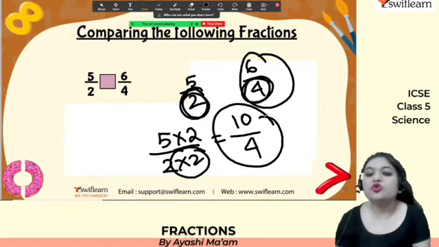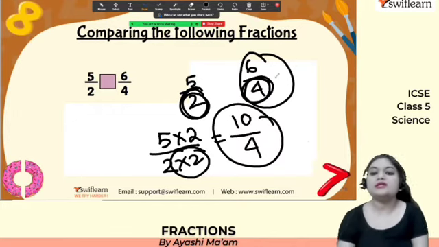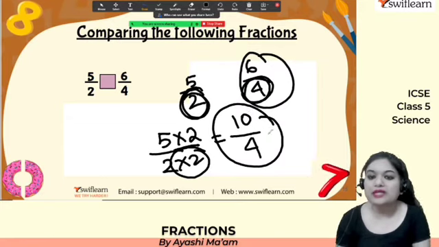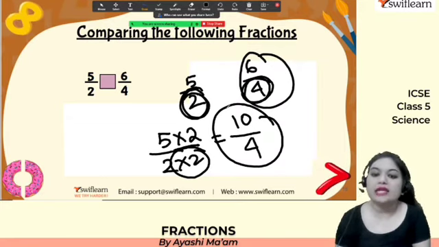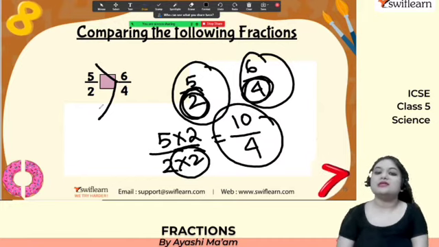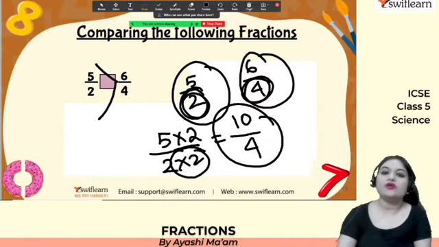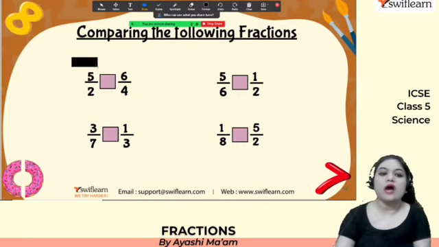So now we have two like fractions, 10 by 4 and 6 by 4, and which is greater? Because 10 is greater than 6, therefore you can easily say that 10 by 4 will be greater than 6 by 4, right? Which also means that 10 by 4 we got for 5 by 2. That means 5 by 2 will be greater than 6 by 4. Okay, this is how you need to solve. So first one is done. Let's do the next one now.